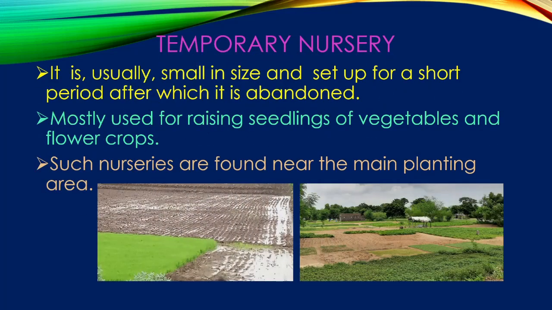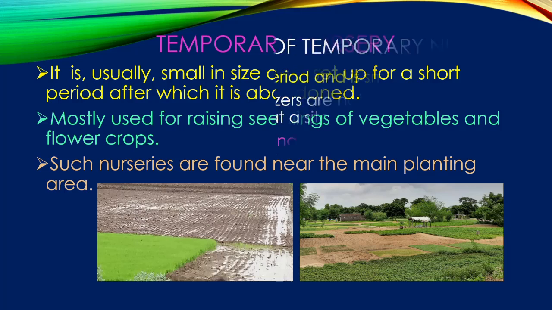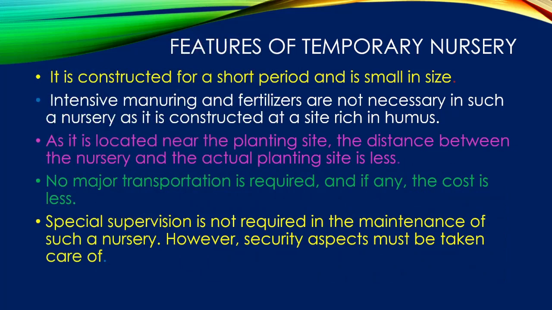So these are very small in size and set up for a short duration. After that, they are abandoned. These nurseries are found near to the main plantation area. Some of the features of this temporary nursery are they are constructed for a short period and they are small in size. Intensive manuring and fertilizers are not required as these temporary nurseries are constructed very near to the main plantation area and they are also rich in humus.